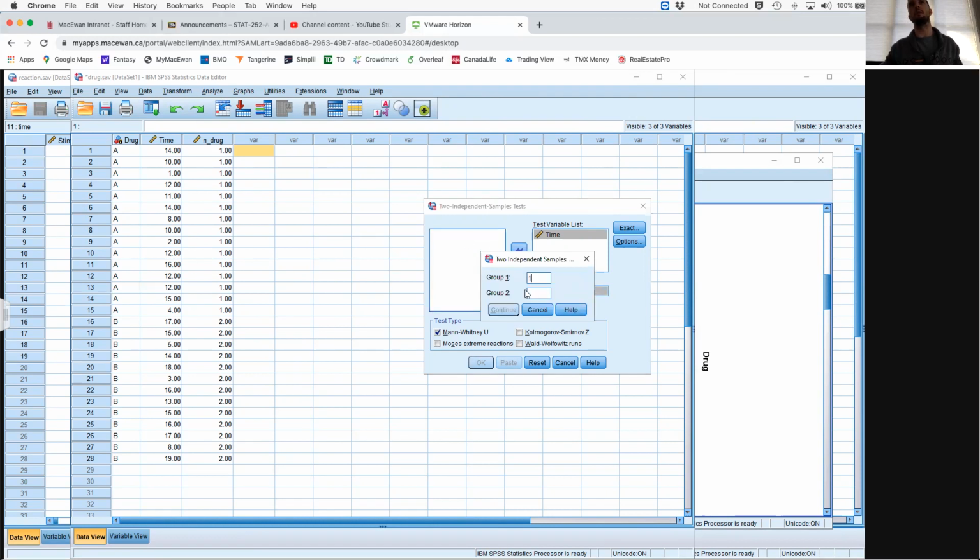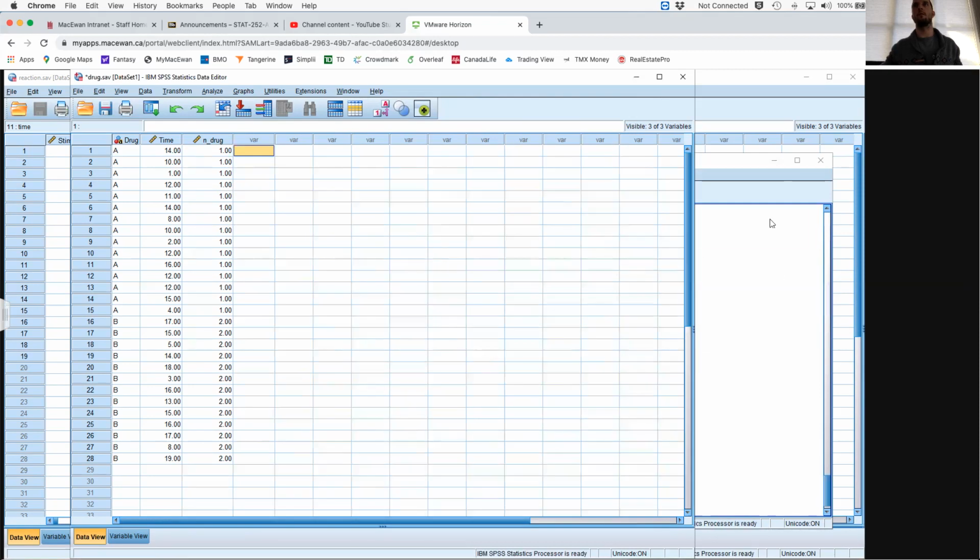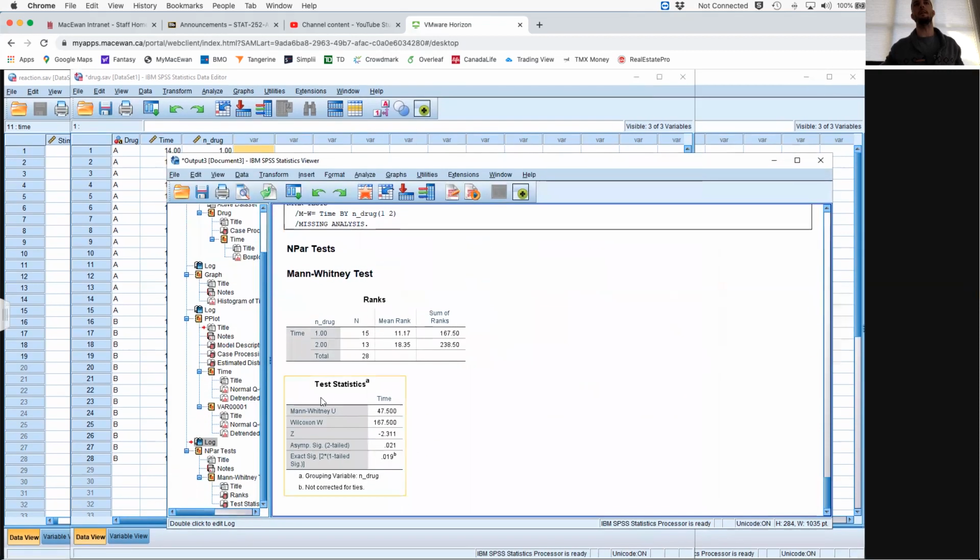Group 1 is just the value 1. Group 2 is the value 2. Click Continue. We select the Mann-Whitney test here. Okay, and then we can click OK. Make sure I didn't miss anything. Yep. Okay, so you can see that the test statistics are given in the second table here. We have our Mann-Whitney U test statistic, our Wilcoxon W test statistic, the Z score based off of the approximation, and then a two-tailed p-value.